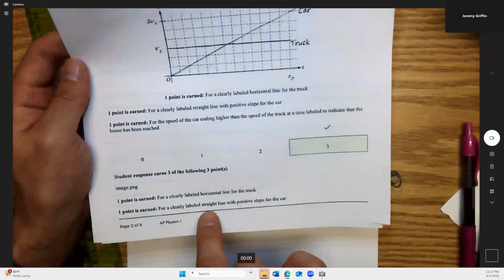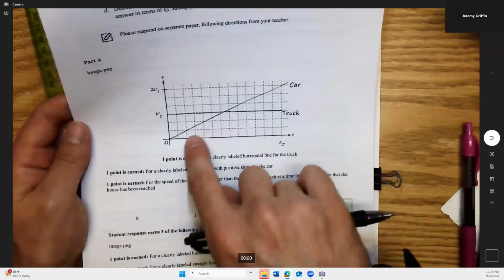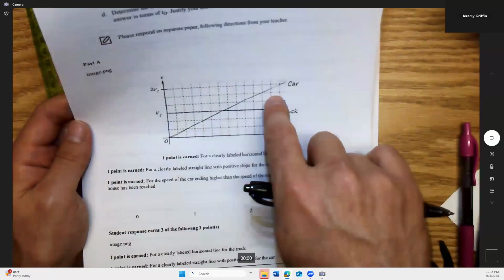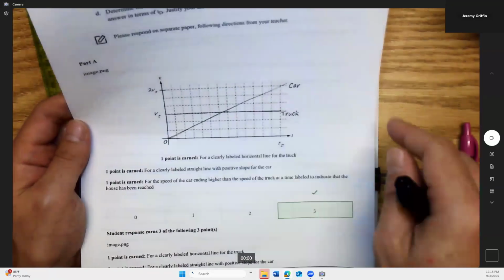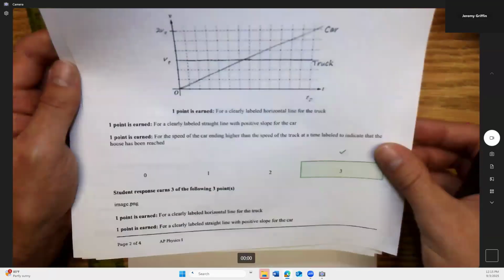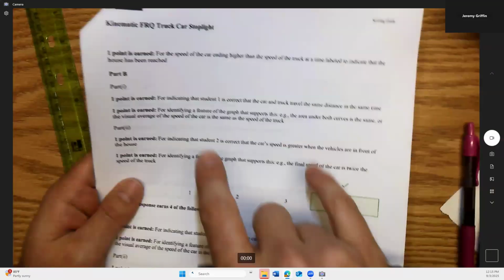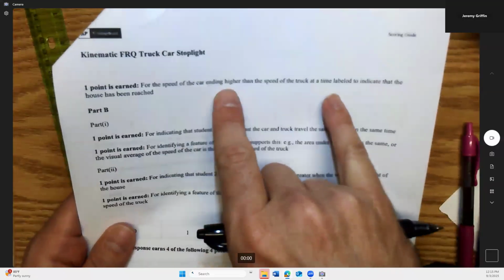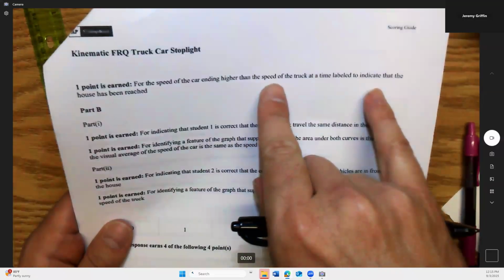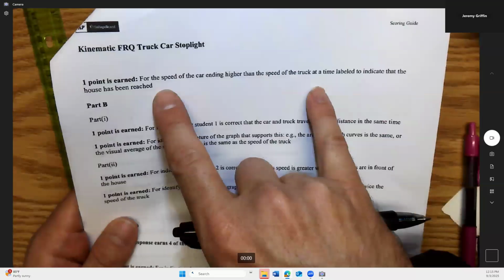So if you gave a horizontal line for the truck, give yourself the first point. Second point for a clearly labeled straight line with a positive slope for the car. So if you have something that looks like this, straight line with a constant slope, labeled car, that's the second point. And the third point is for the speed of the car ending higher than the speed of the truck at the time labeled to indicate that the house has been reached.